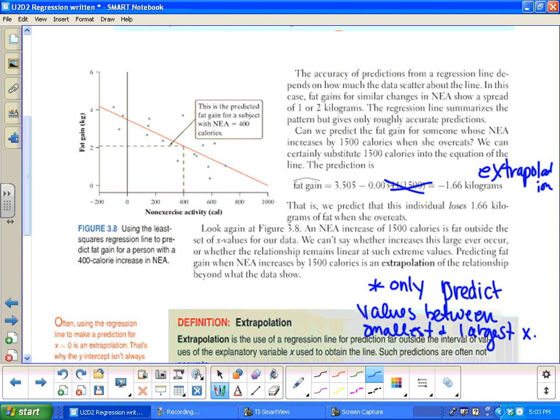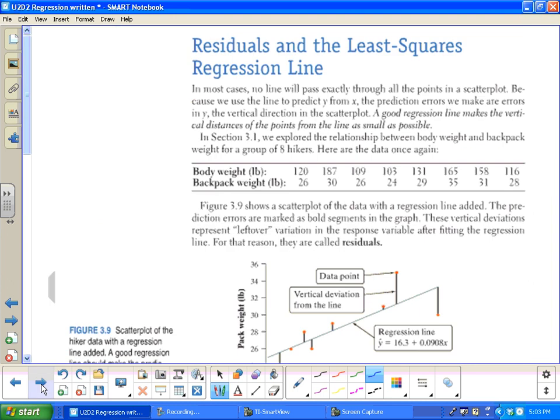All right, so the last thing that we want to talk about today is what are called residuals, and what's called the least squares regression line. Okay, so here we have some data. Don't worry about putting this in your calculator. We're just going to look at the graph that they give us. It's the same data we looked at before, the body weight versus their pack weight.